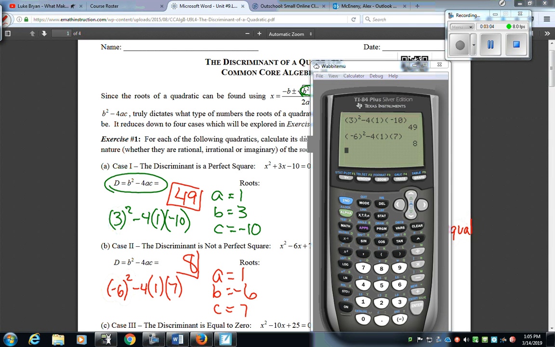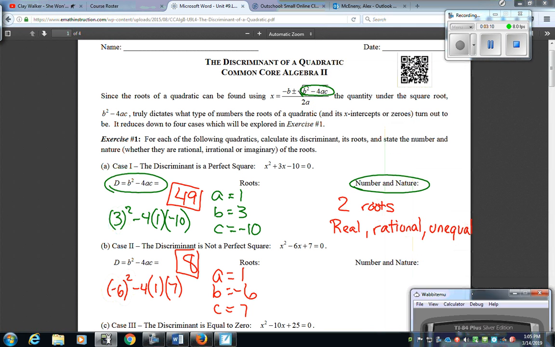Now 8 is not a perfect square because 4 is the square of 2 and 9 is the square of 3. So what that changes for our roots, well, the roots are still real numbers. However, in this case, they're irrational numbers because the square root is going to be a decimal. It doesn't end. And the roots themselves, there's going to be 2 of them, and they're not going to be equal roots.